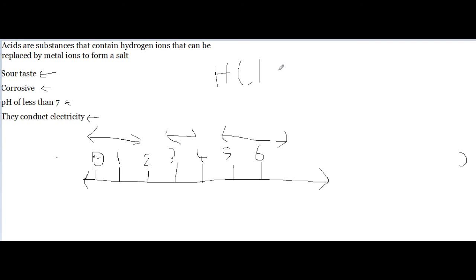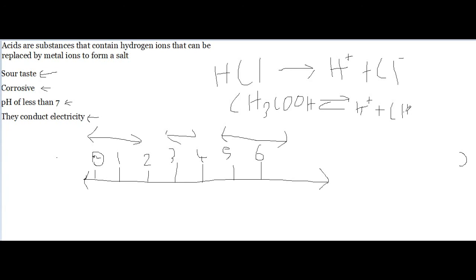So for example, hydrogen chloride or hydrochloric acid will give up all of its hydrogen ions in a solution to form H plus and Cl minus ions, aqueous of course. And so it's a strong acid. But then you would have some weak acids such as ethanoic acid, CH3COOH, which only give up some of its ions to form H plus and ethanoate ions, and so the reaction is actually reversible with weak acids.